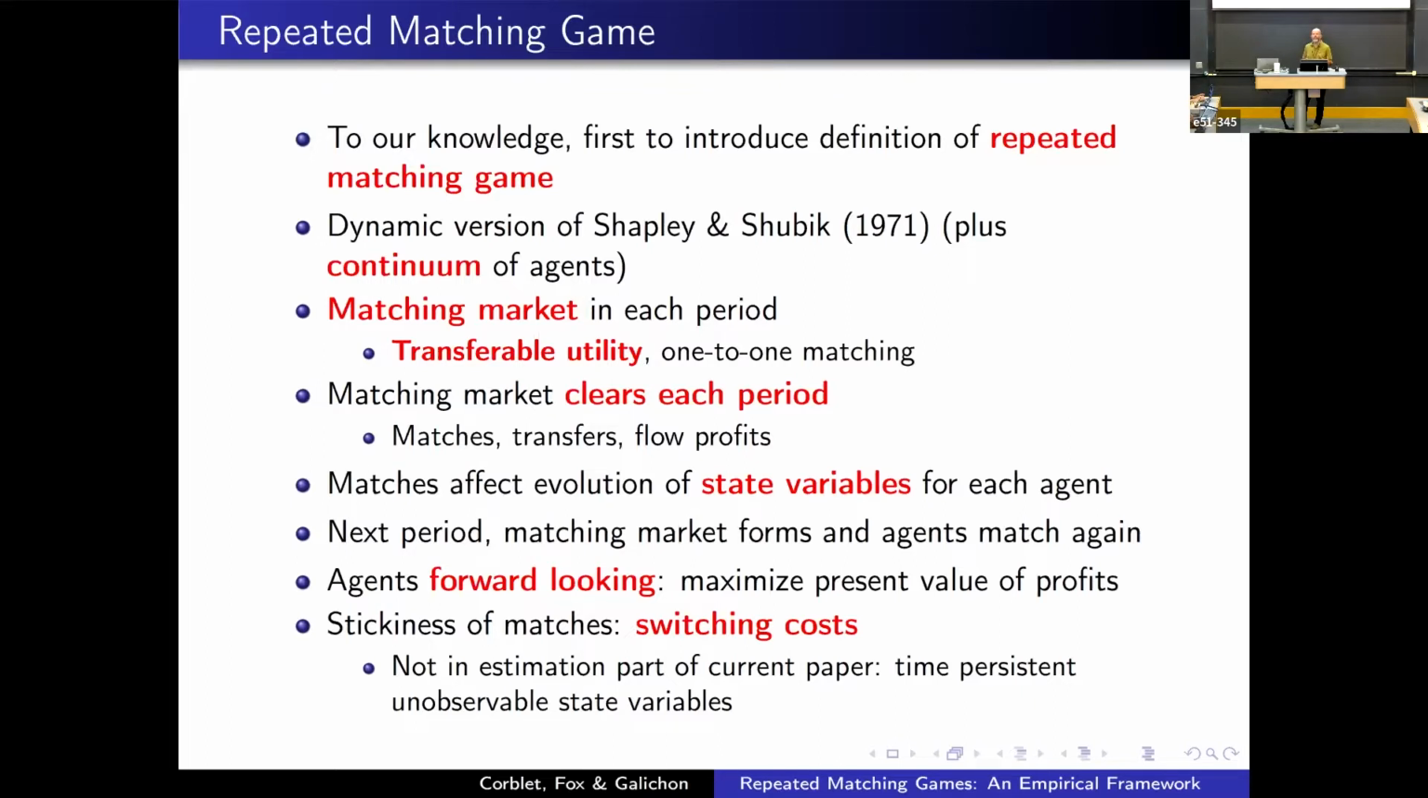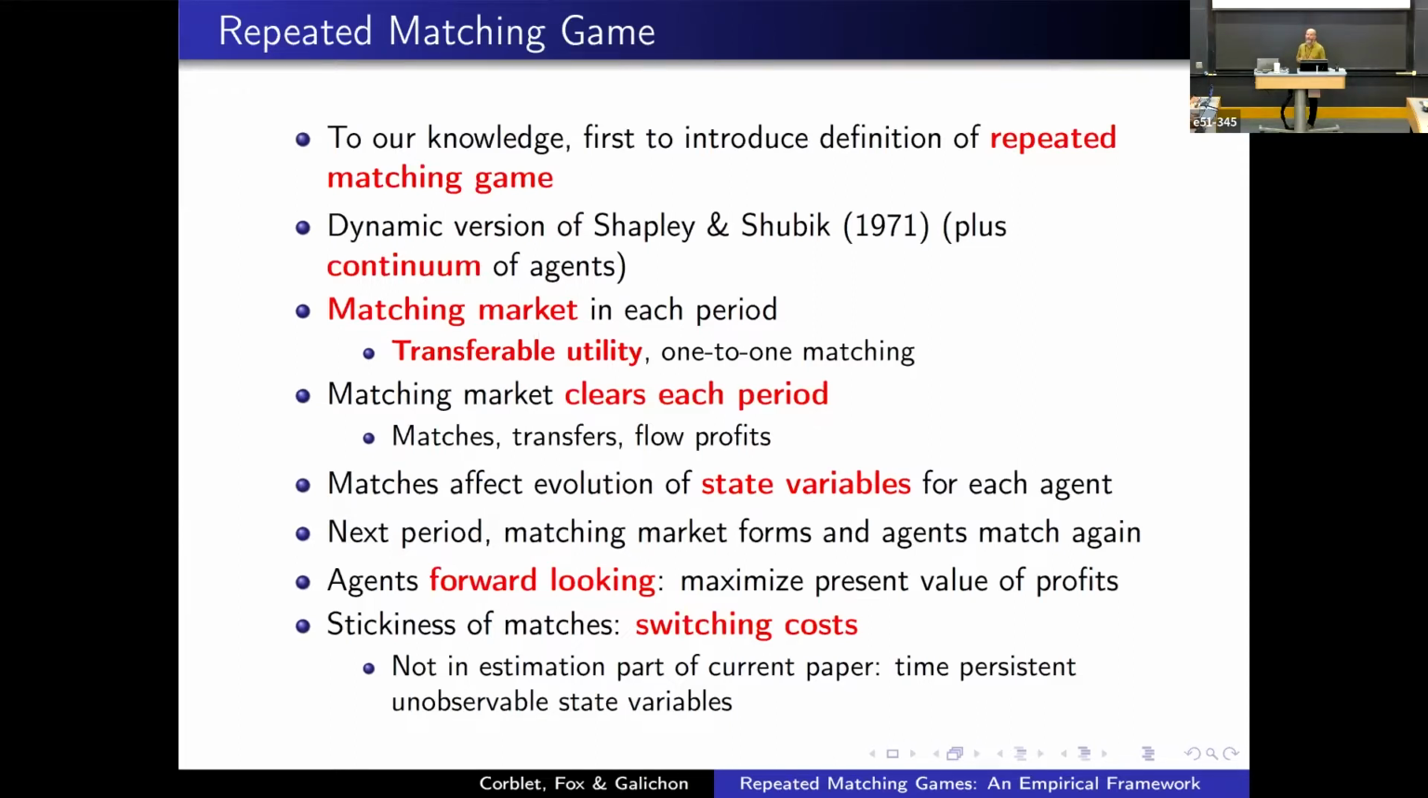So what does that mean? Each period, there are going to be matches, transfers between matched agents, and then flow profits being realized. Then what your match partner is will affect the evolution of your state variables. And then next period, you'll have a new state variable value. There'll be another matching market, new matches, new transfers, and new profits. And so you maximize the present discounted value of your lifetime utility.